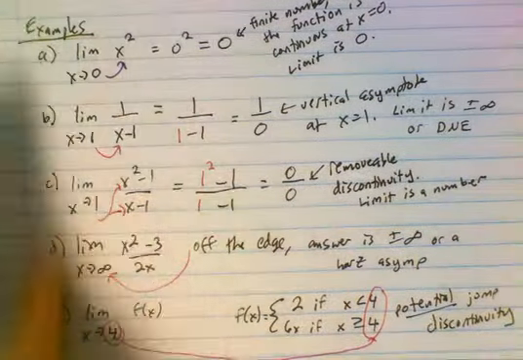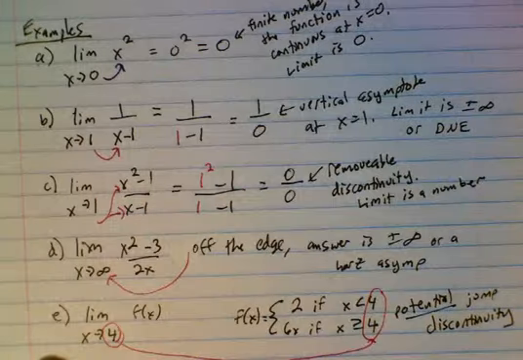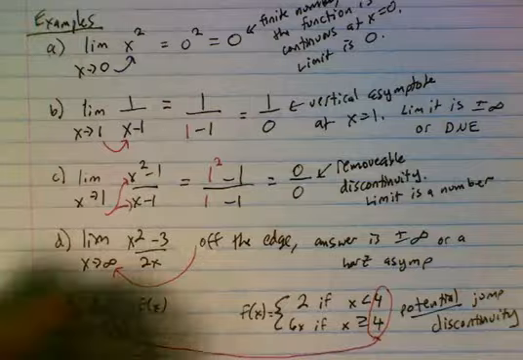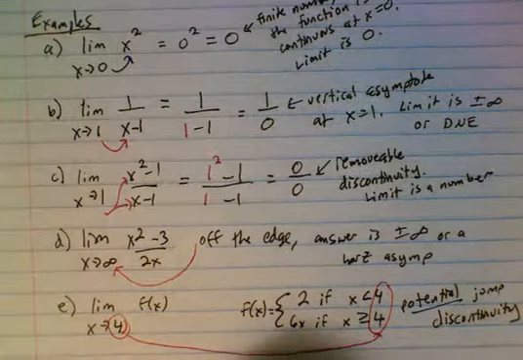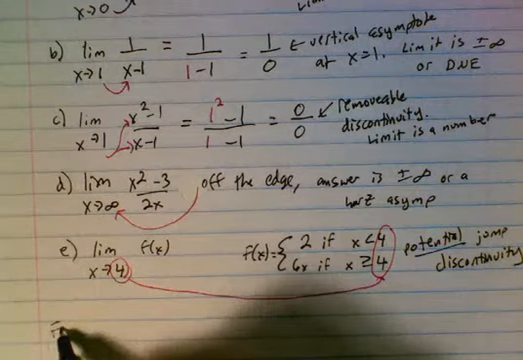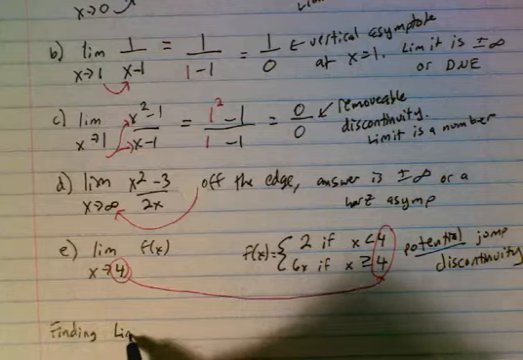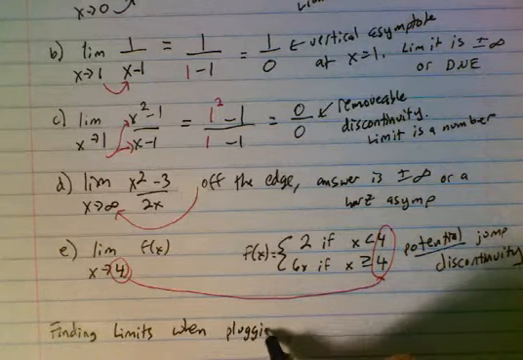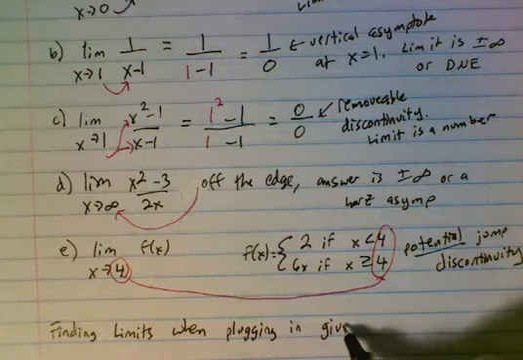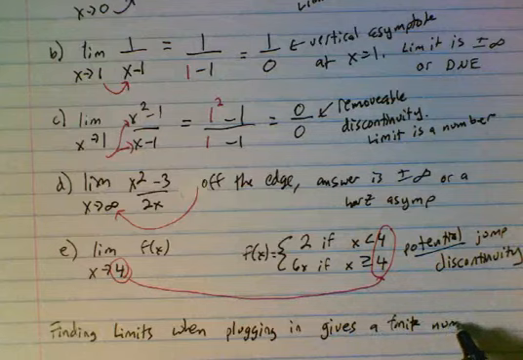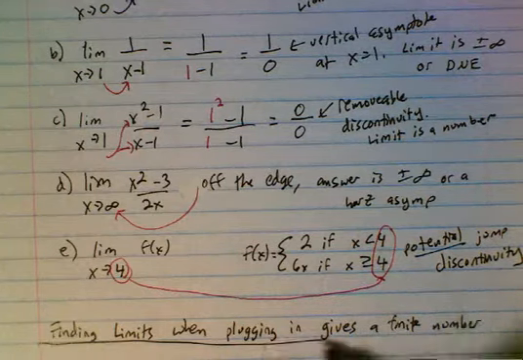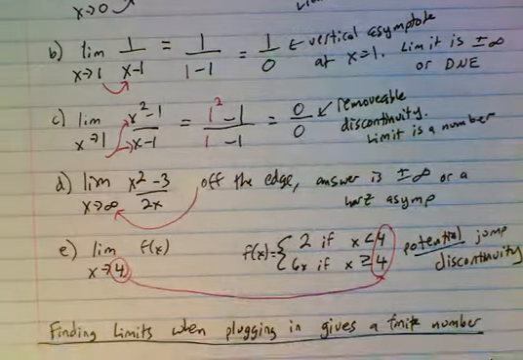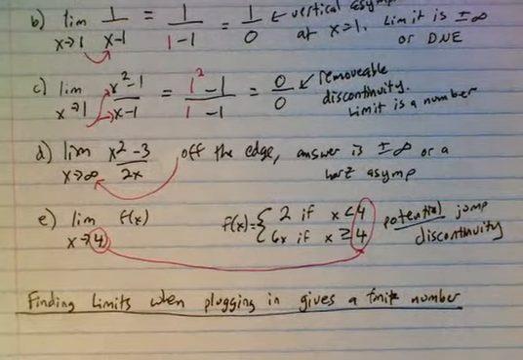So we're going to be looking at these over the next couple of lessons. For today, we're going to just start off with E and with A. We're going to be looking at finding limits when plugging in gives a finite number. That happens both in this case and in the case of the piecewise functions. So just set these other three aside for a little bit. We'll come back to them in the next lesson.